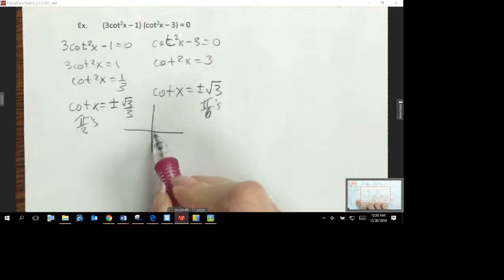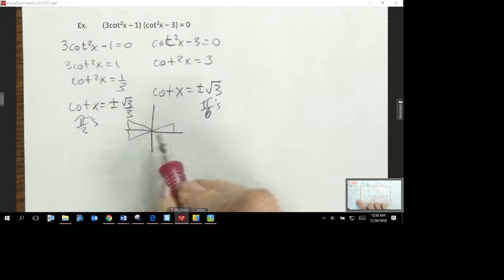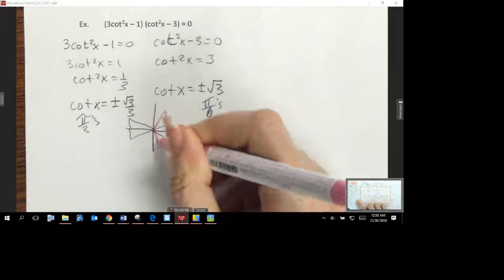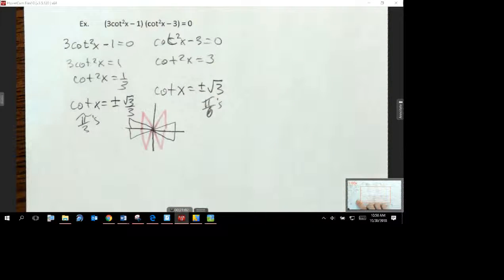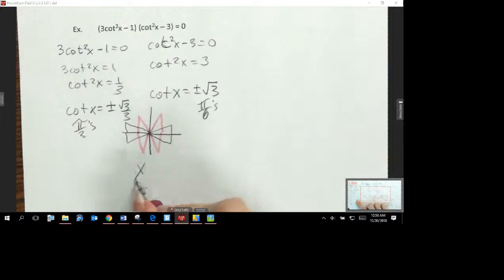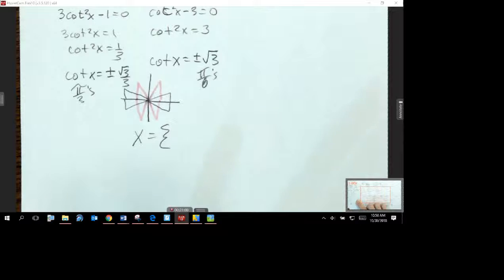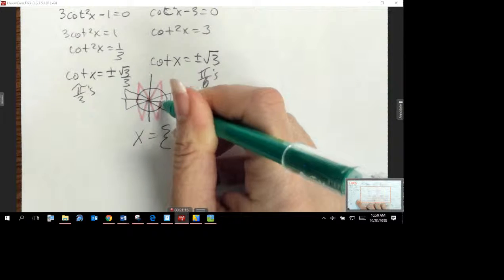So I'm going to put them both on the same picture. I could even color code them so you can see. I'm trying to make them like these are going to be the pi over 6's because they're smaller. And then my pi over 3's would be more like that. And I'm doing this because how do we write our answers? Least to greatest. So I'm going to think least to greatest. I'm thinking about going around the circle.